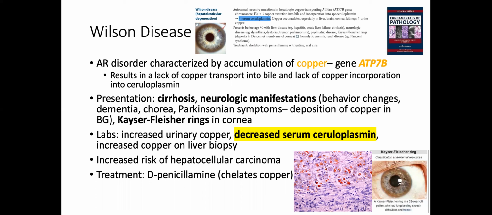Their labs are going to be increased urinary copper, and also increased copper on liver biopsy. But the most important lab for this would be a decreased serum ceruloplasmin, because they're not able to incorporate that copper into the ceruloplasmin. They're going to have an increased risk of hepatocellular carcinoma as well. And you're going to treat them with D-penicillamine because it's going to chelate that copper and get it out of their body for them.